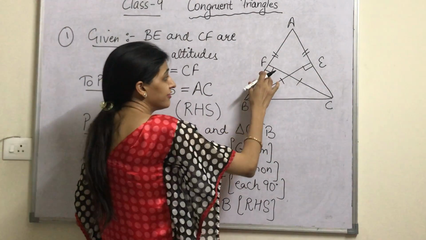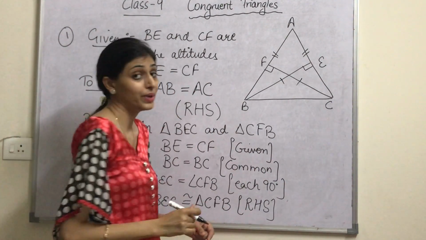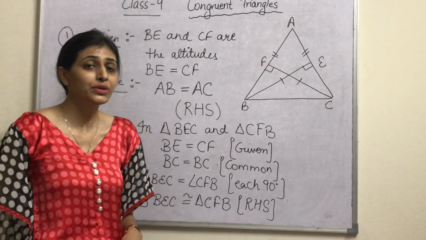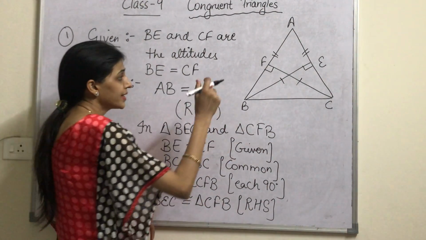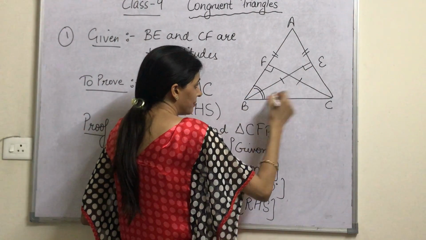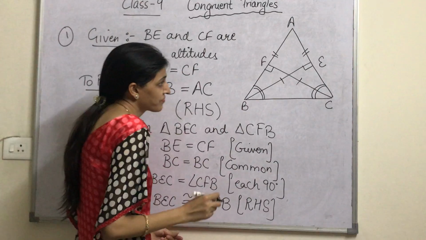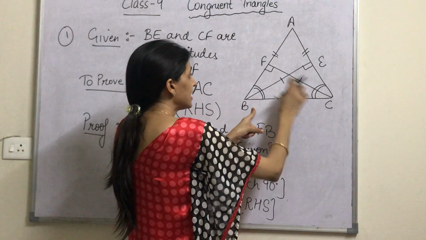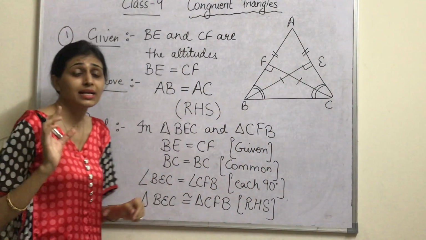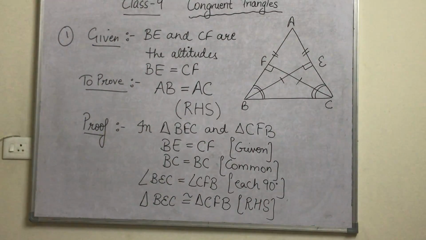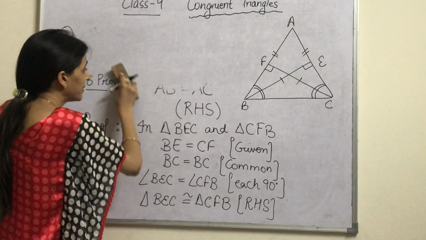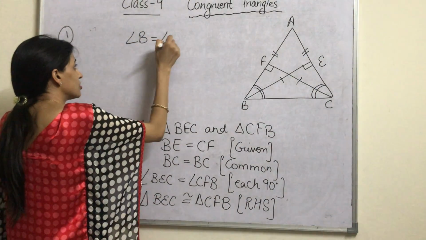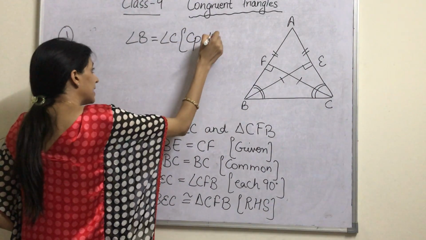Now look carefully. If both triangles are congruent, then their angles and their sides are also congruent. Corresponding parts of congruent triangles, we call that CPCT. So can I write angle B is equal to angle C? In triangle BEC this angle C, and in triangle CFB this angle B. I'll write on the top, by CPCT, angle B is equal to angle C.